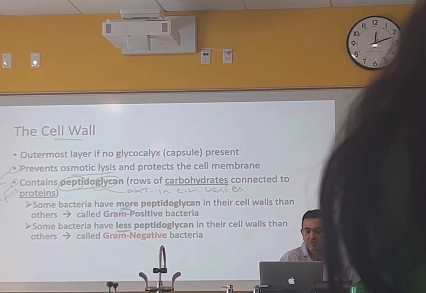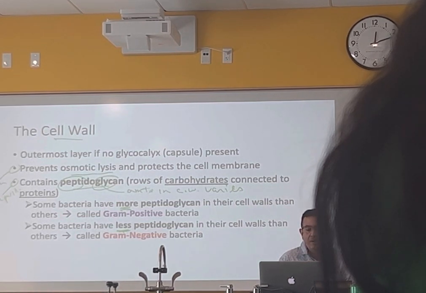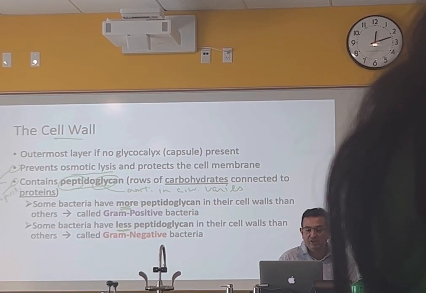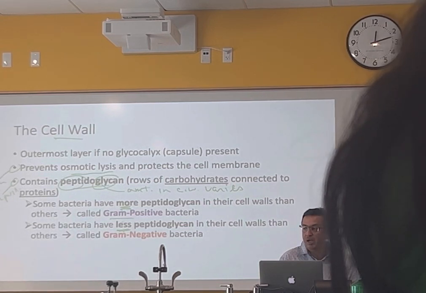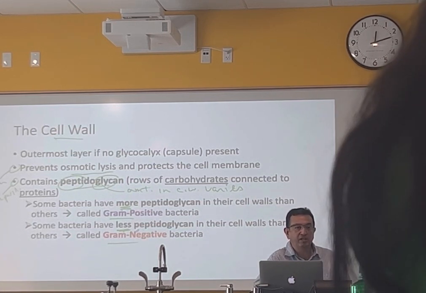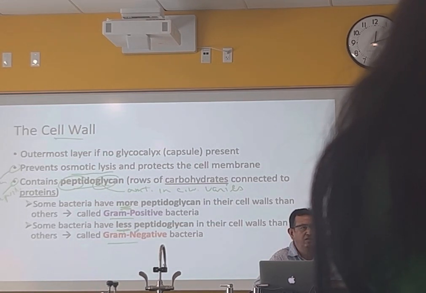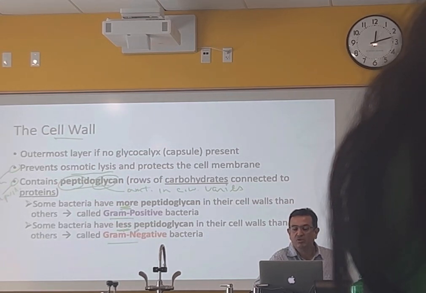Okay, sorry for all the abbreviations, but you have to kind of get used to writing abbreviations when you take notes, right? Amount of peptidoglycan in the cell wall varies. You can have a lot versus a little. If there's a lot of peptidoglycan in the cell wall, then these are called gram-positive bacteria. If there's very little peptidoglycan, then it's gram-negative bacteria. Okay? So we're looking at bacterial cell wall differences, right? And we'll talk more about this in lab.